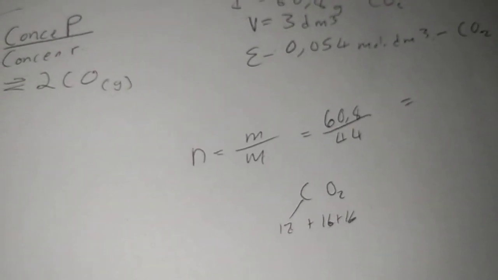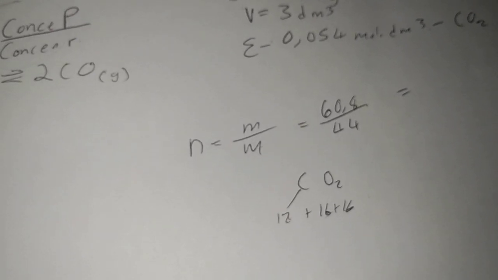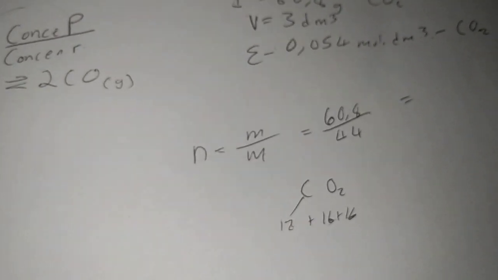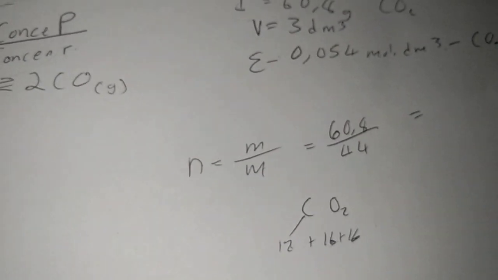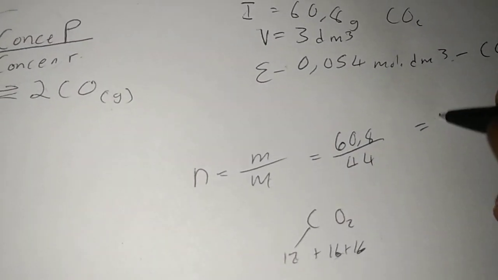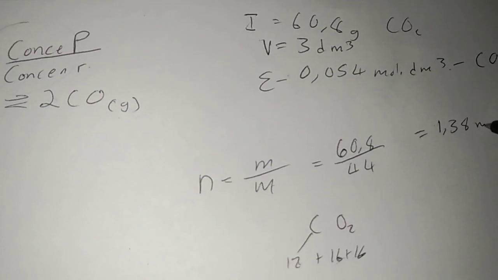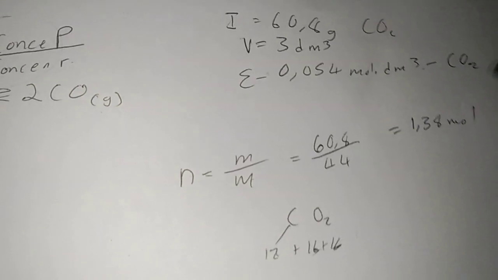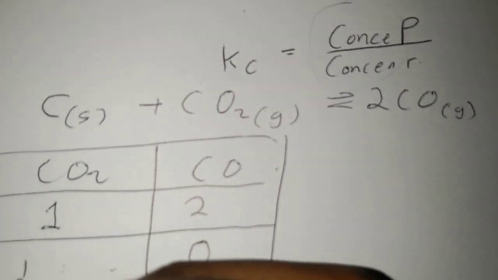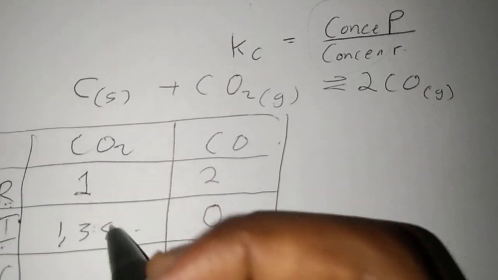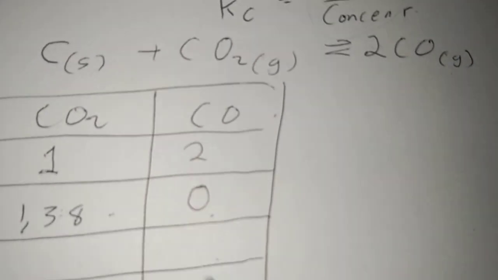60.8 over 44, that will be 1,38. It means that our number of mole is 1,38. Now let's put our number of mole where it is needed. 1,38. Now we have to fill all this table.